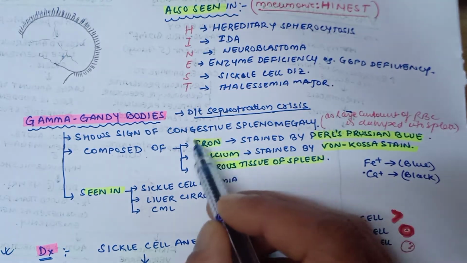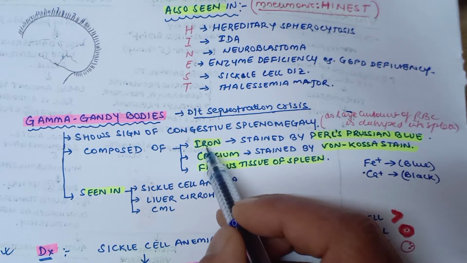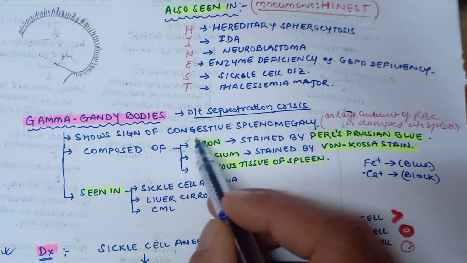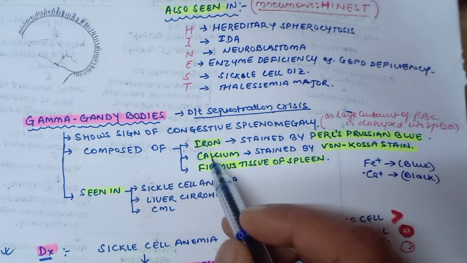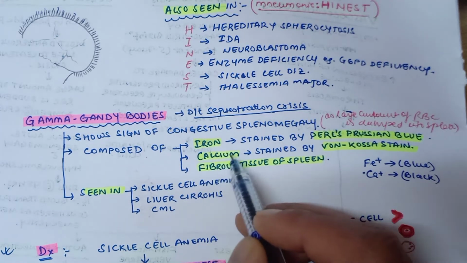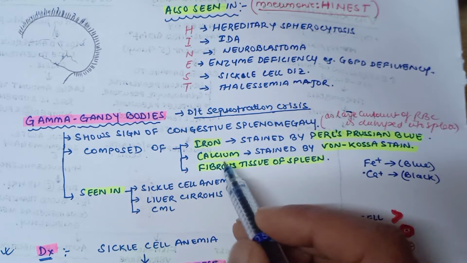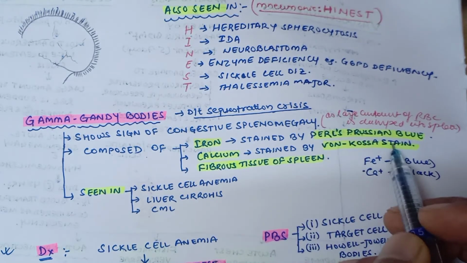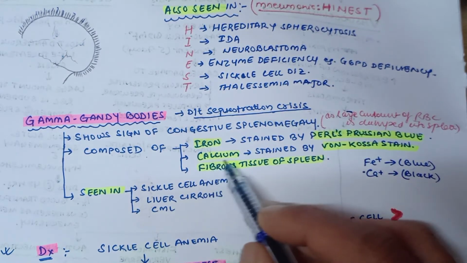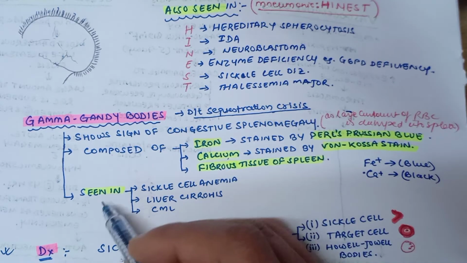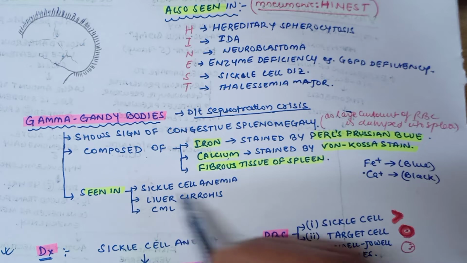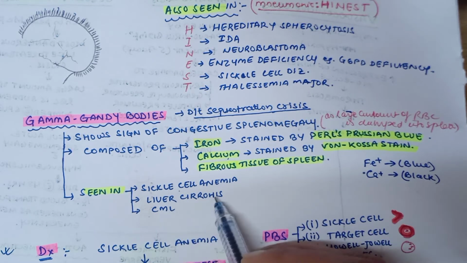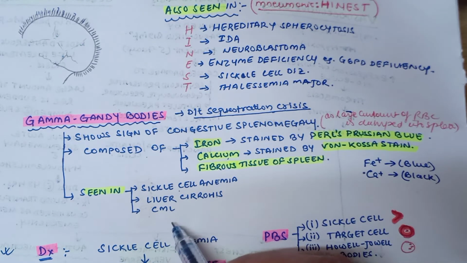The iron is stained by Perls Prussian blue and will show a bluish appearance, whereas calcium is stained by von Kossa stain, which will appear black in color. Now, these Gamna-Gandy bodies are also seen in cases of sickle cell anemia, liver cirrhosis, and CML.